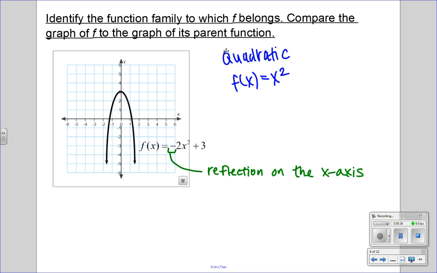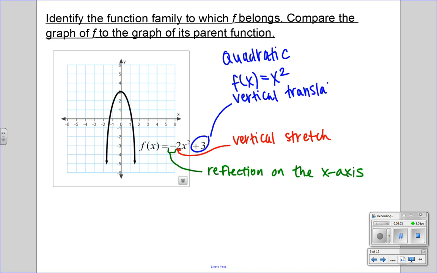The stretch is gained from this 2 right here. That's our a value, so that's going to be our vertical stretch. Okay, and our very last one is our translation, which is this plus 3 at the very end. That one is going to be our vertical translation, three units up.